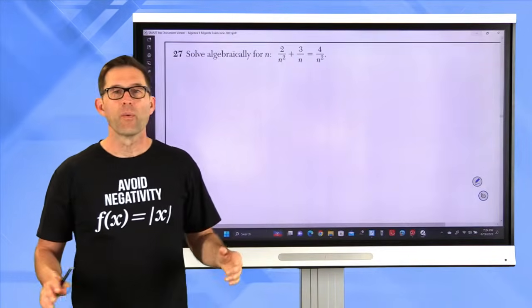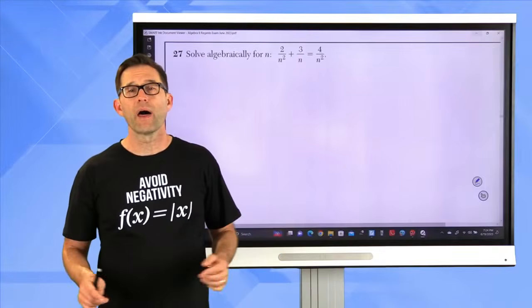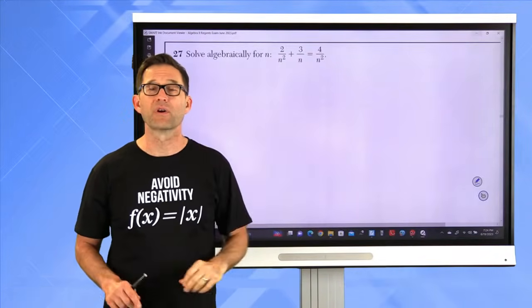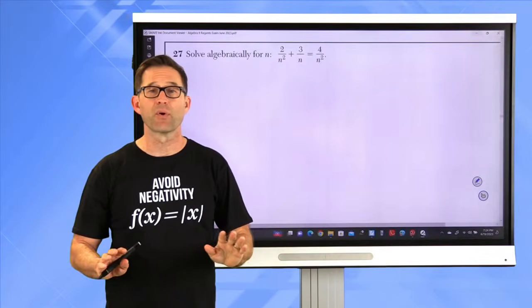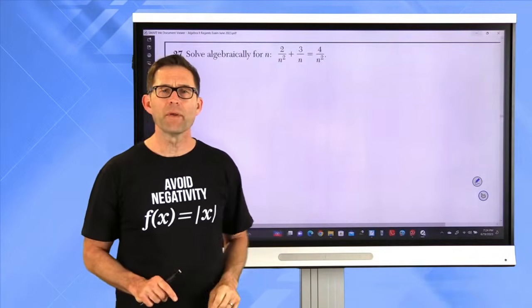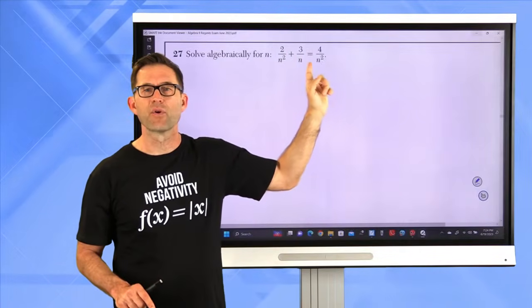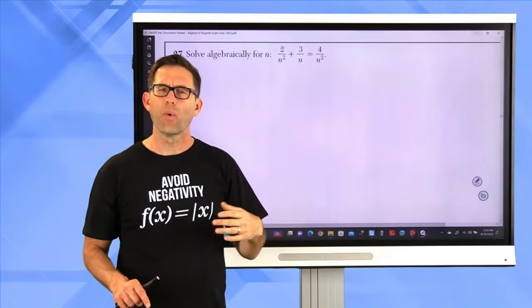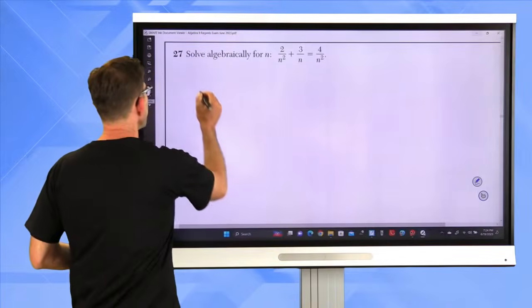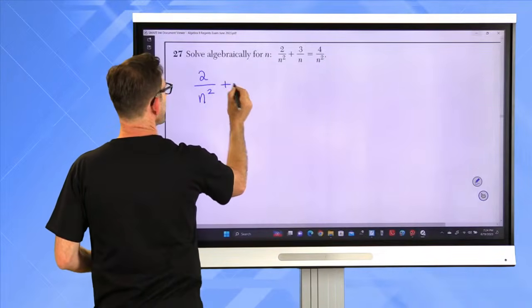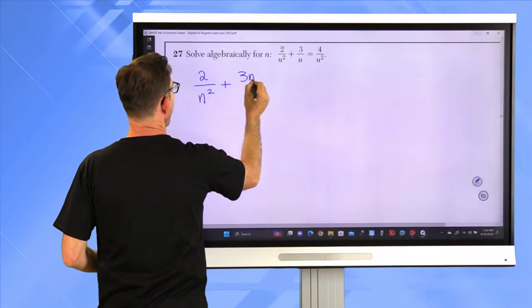There's a lot of different ways to solve this problem. For a lot of people, what they'll do is multiply everything by n squared to clear out the denominators, and that is a perfectly good way to do it. Other people, though, will notice that that's an n squared, that's an n to the first, and that's an n squared. So one nice way of doing this problem is basically just getting a common denominator. In other words, a denominator of n squared.